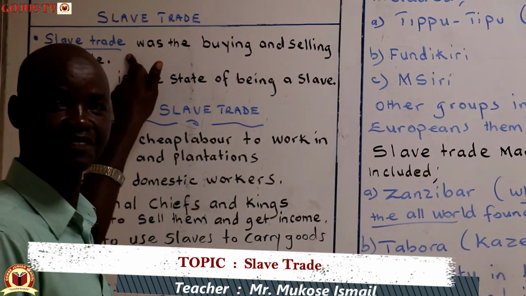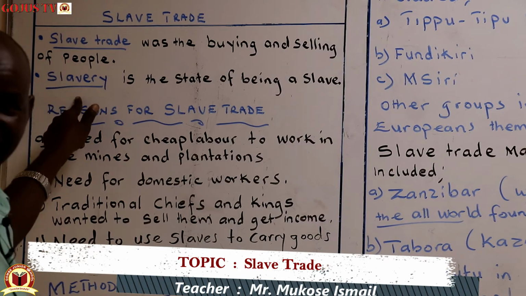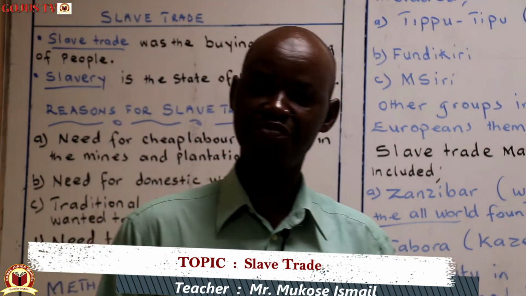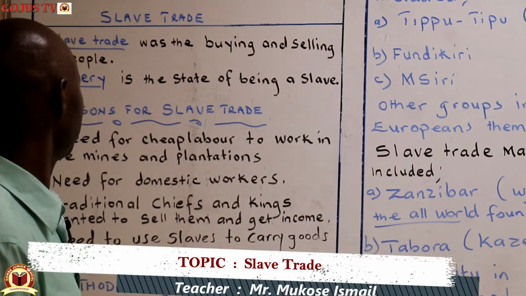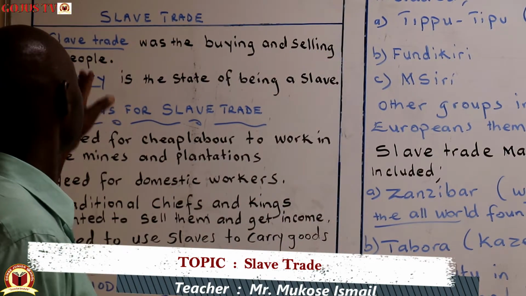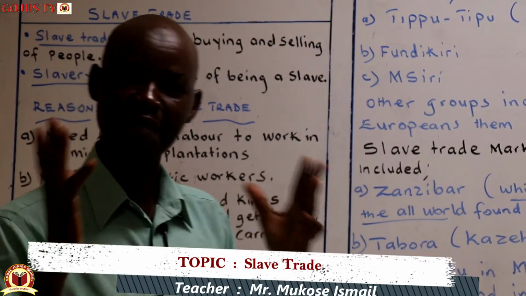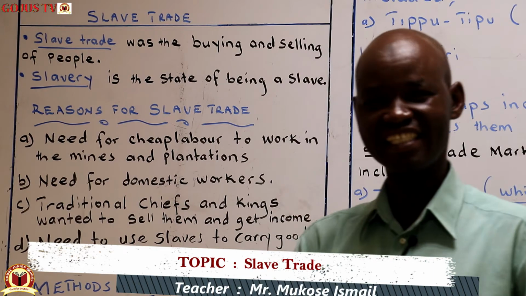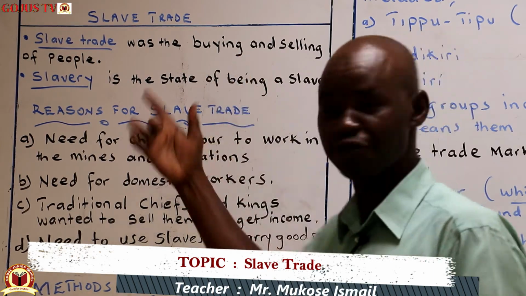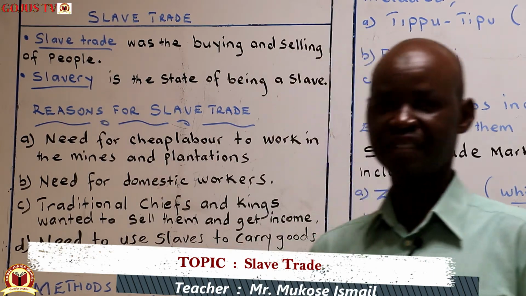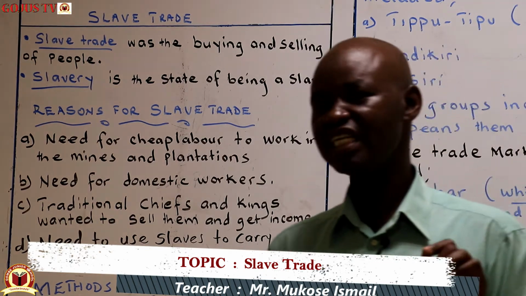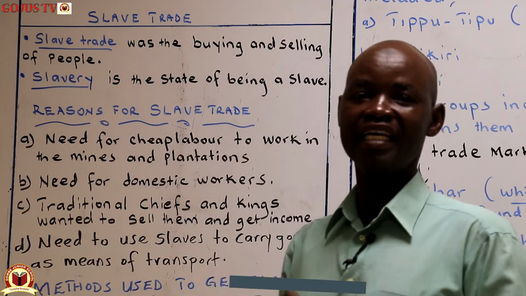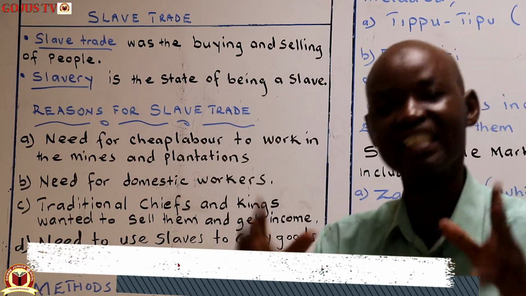Slave trade, slavery, and a slave. This may not be new because you looked at it in P5, P6. So to begin with, slave trade was the buying and selling of human beings as slaves, or buying and selling of people. That was the kind of trade during that time. And slavery is the state of being a slave.